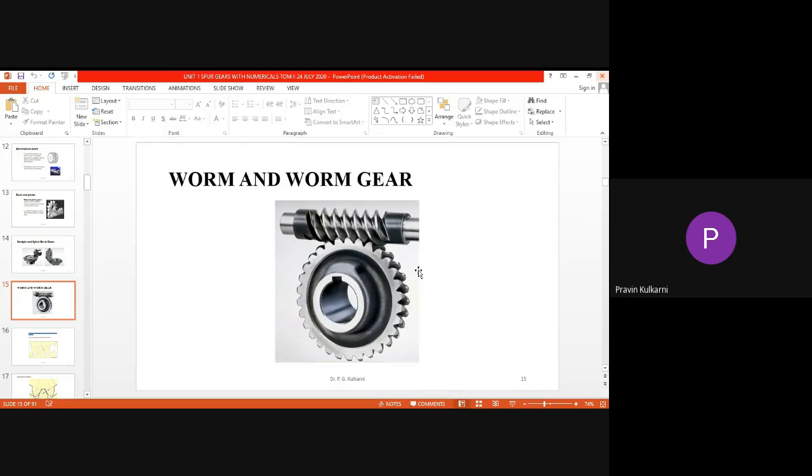In case of worm gear pair, the worm is in the form of screw. In case of worm gear pair, axial pitch of worm is equal to transverse pitch of wheel. In case of worm gear, efficiency is low, friction is high, effective cooling is necessary. Reduction ratio of 70 to 80 is possible in case of worm gear pair.